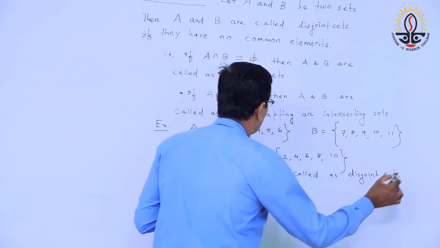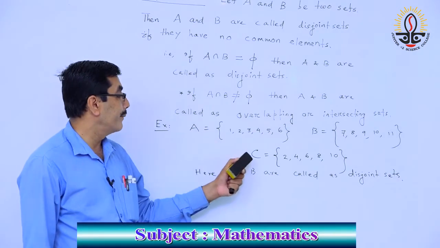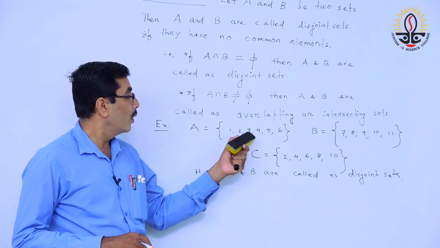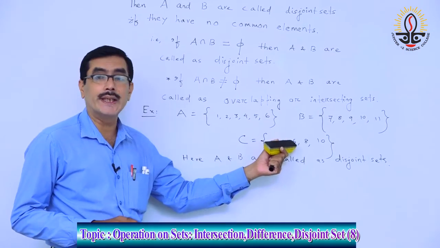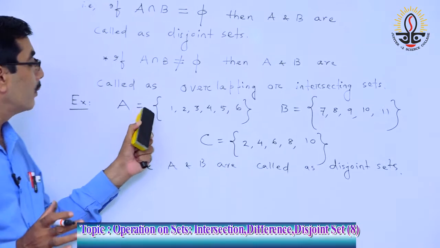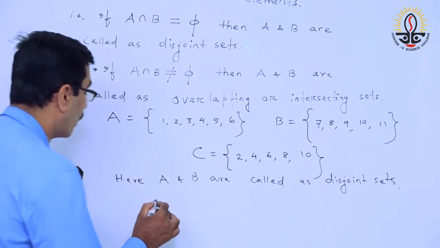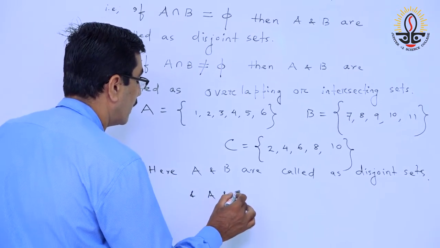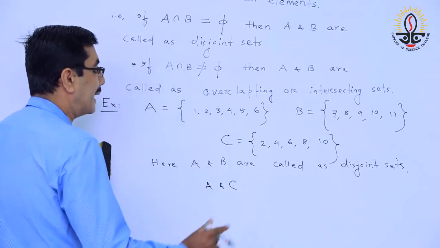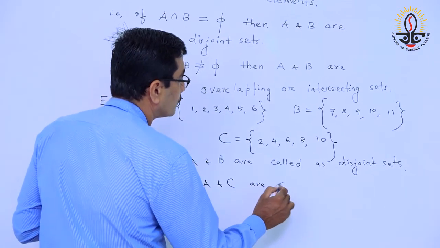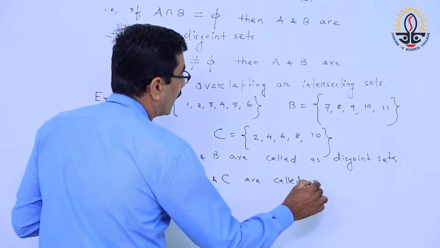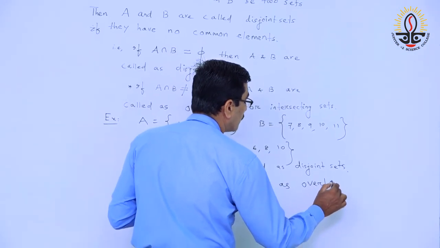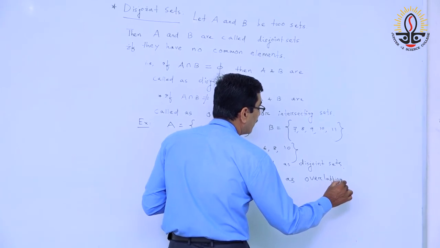But see, in between A and C, which elements are common? 2, 4, 6. Three elements are common in between A and C. Therefore, A and C are called overlapping sets.